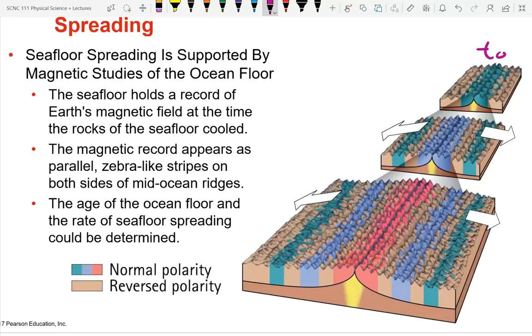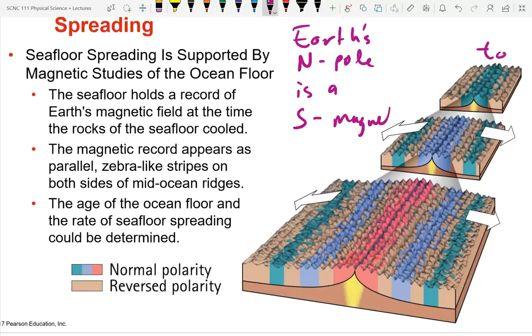So here's one of the crazy things. Earth's North Pole is a south magnetic pole. It's a south because opposites attract, and the North Pole means north seeking. It seeks the North Pole. And so the green here is saying the magnetic fields frozen into the rock are aligned so that the north is pointing to the Earth's North Pole.